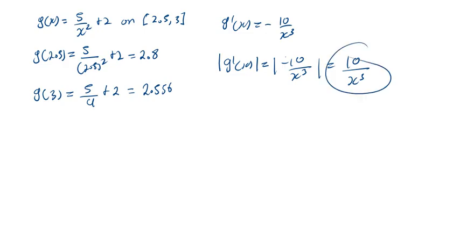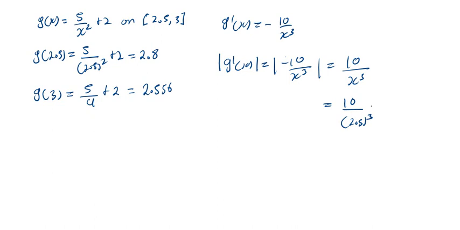Here, whatever you are trying to do, try to maximize it. Observe that this is a decreasing function: the bigger the value of x, the smaller it is. So you should ask yourself, between 2.5 and 3, what can I substitute here such that it's going to be maximum? Obviously it's the smaller value, which is 2.5. So here we have 10 divided by 2.5 to the power 3.